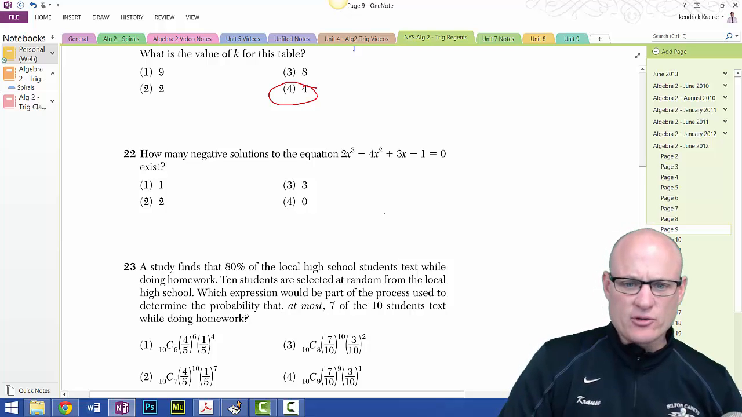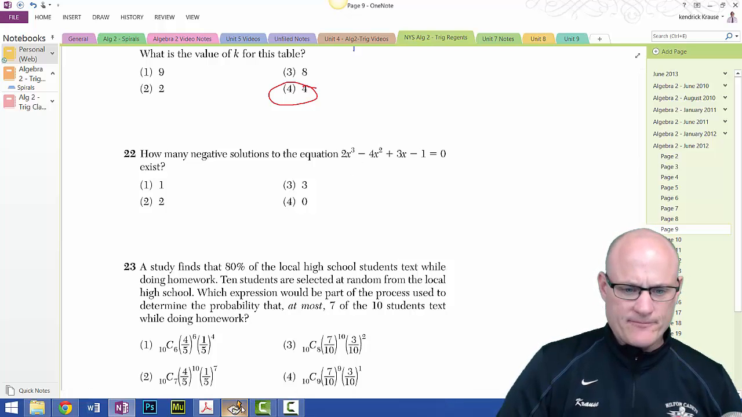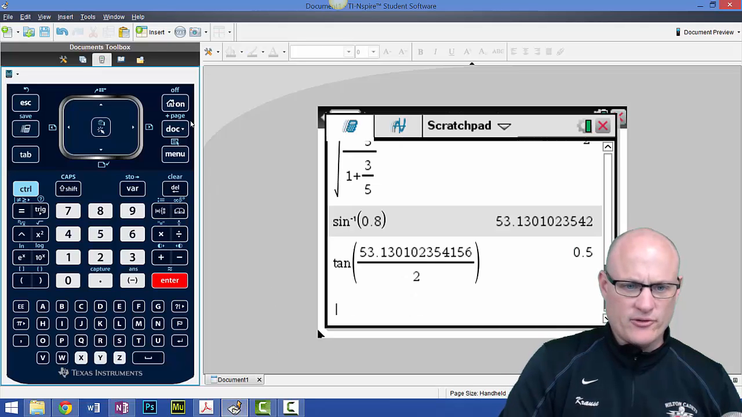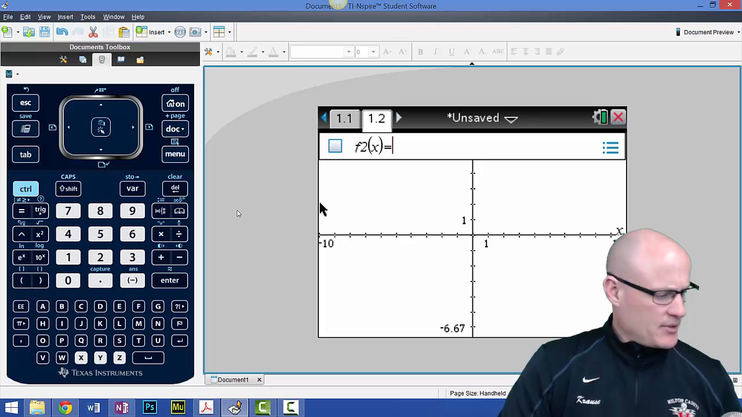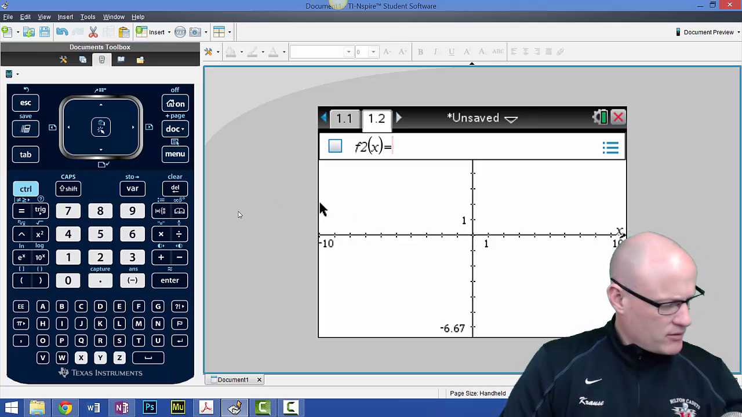How many negative solutions are there to this? Well, let's graph it. Let's graph it. See how many negative solutions there are. Hit enter. Let's hit graph. And I'm going to just look over here. I'm on the wrong page.